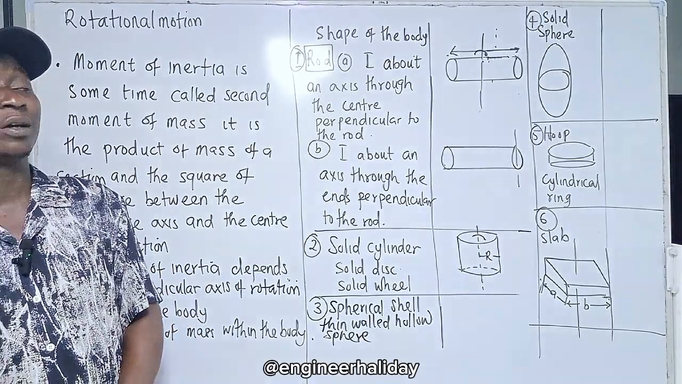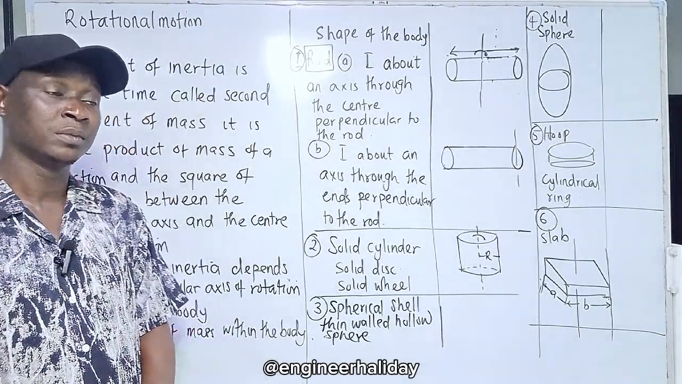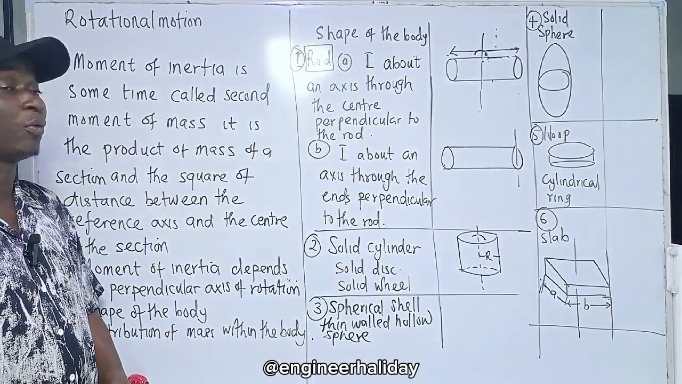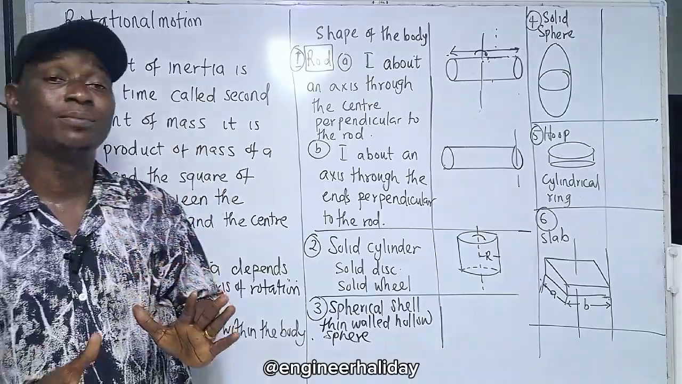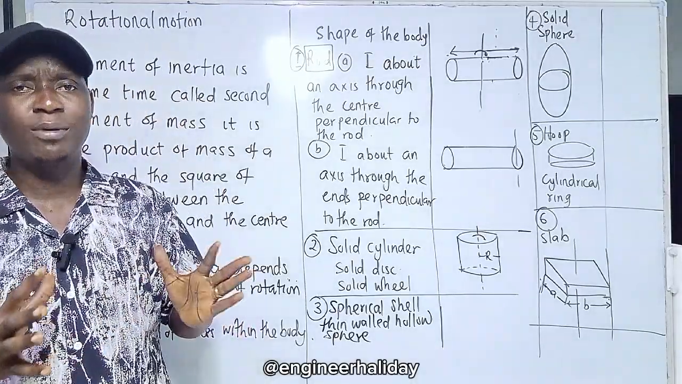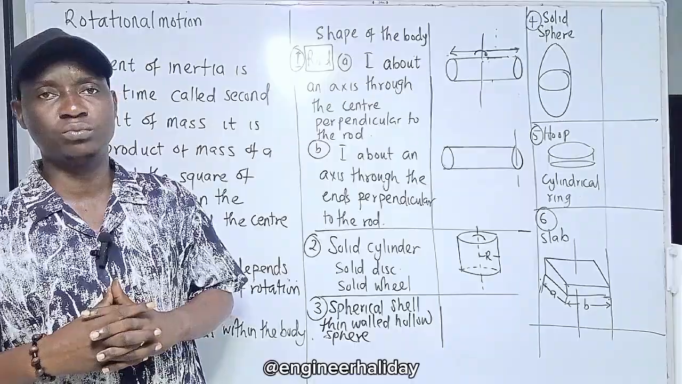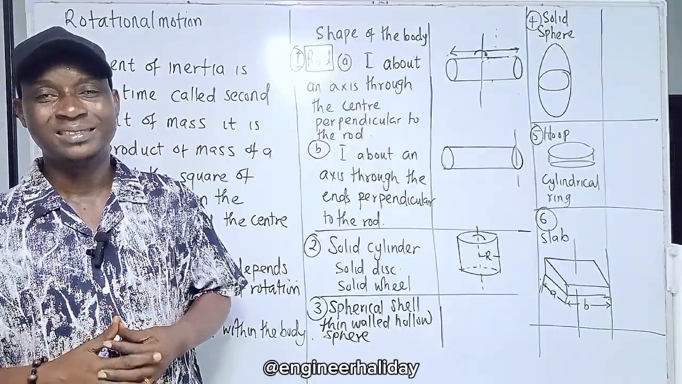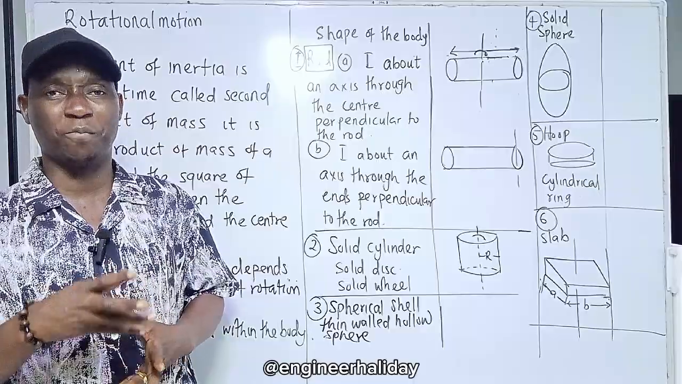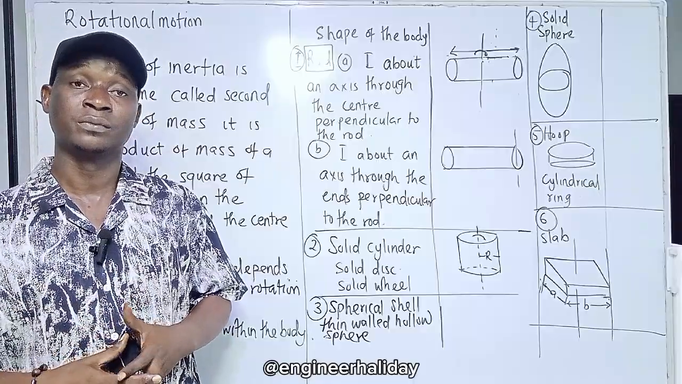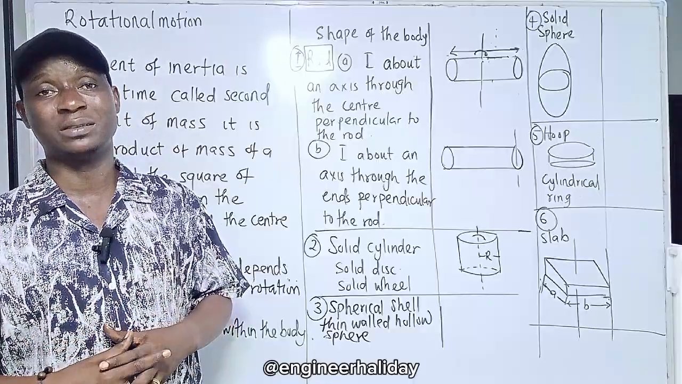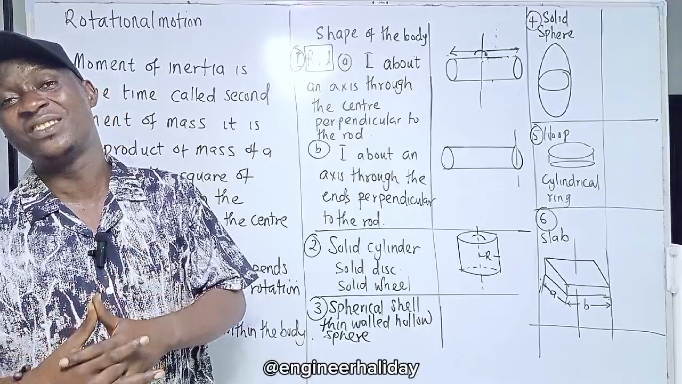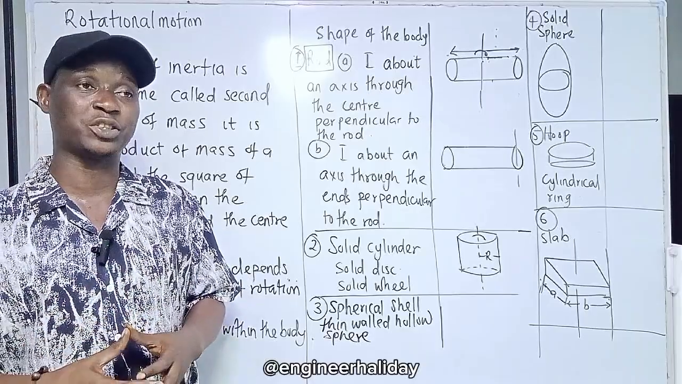Hello guys, we want to talk about part 2 of rotational motion. And in this chapter, we'll be looking at purely moment of inertia. So when we are talking about moment of inertia, which can also sometimes be called the second moment of mass, it is defined as the product of the mass of the section multiplied by the square of the distance from the section.